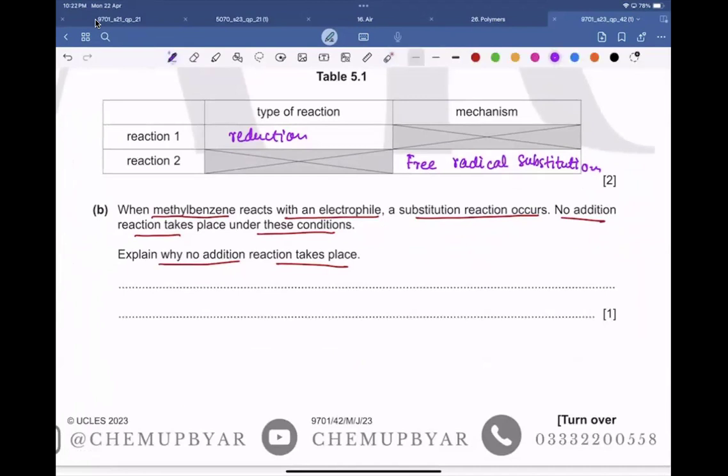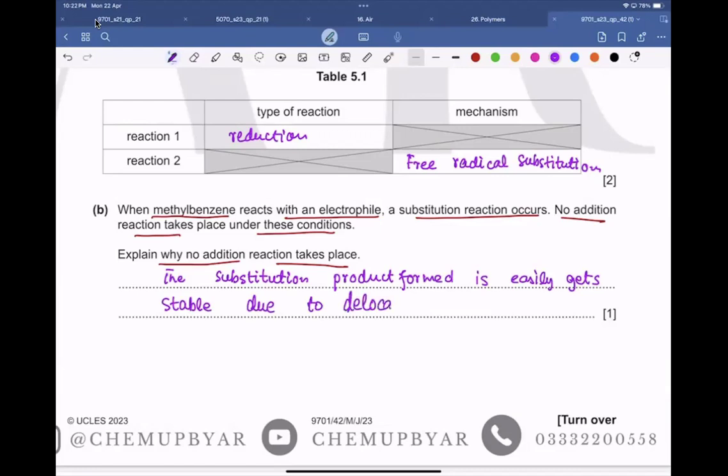So why does no addition reaction take place? It is because, as we have discussed, the substitution product is stabilized by delocalization of the pi electrons. The electrons are delocalizing, moving around, so the product does not become unstable easily. Till here, is this clear to all of you?